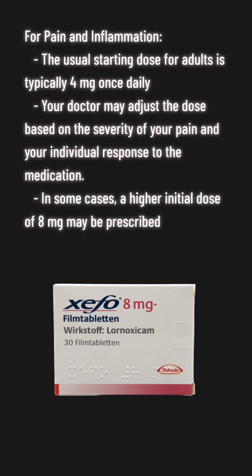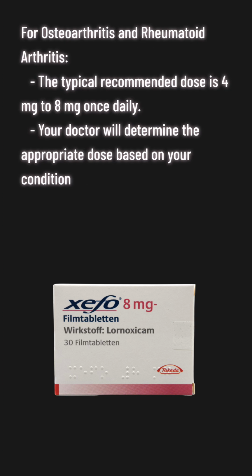For pain and inflammation, the usual starting dose for adults is typically 4 milligrams once daily. Your doctor may adjust the dose based on the severity of your pain and your individual response to the medication. In some cases, a higher initial dose of 8 milligrams may be prescribed. For osteoarthritis and rheumatoid arthritis, the typical recommended dose is 4 milligrams to 8 milligrams once daily. Your doctor will determine the appropriate dose based on your condition.